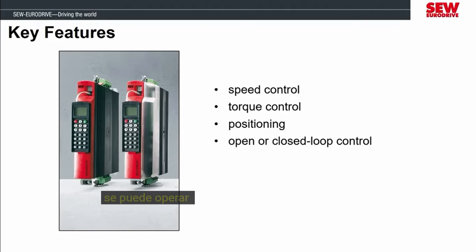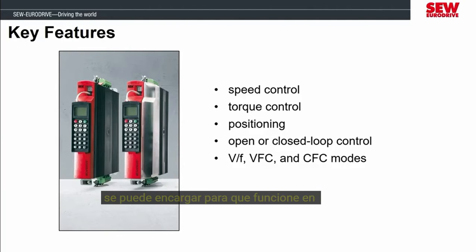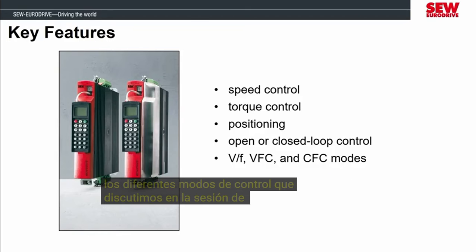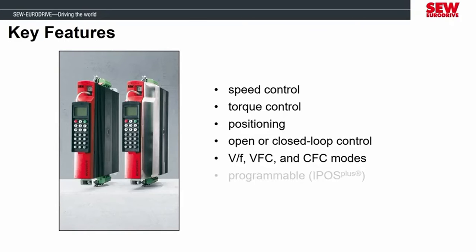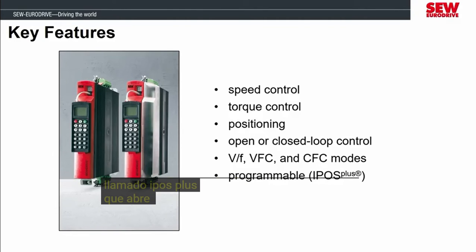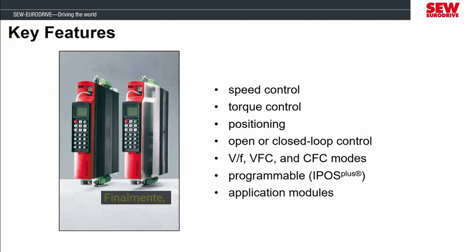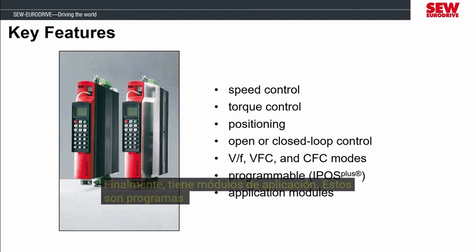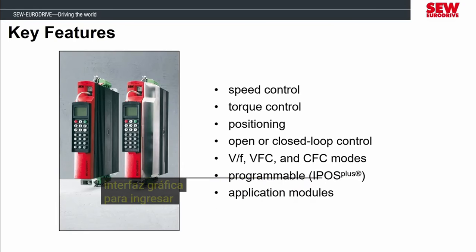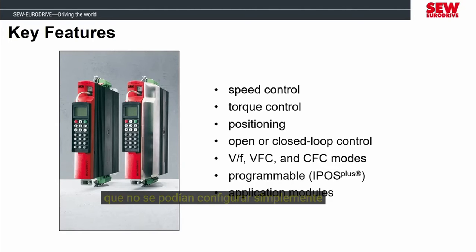It can be operated in open or closed loop control. It can be commissioned to work in all of the different control modes that we discussed in the previous training session. It has a built-in programming language called IPOS Plus that opens the ability for countless types of customizations. Finally, it has application modules. These are pre-written programs that use a graphical interface to input some details about the application. The customizations are loaded in the background, which give the MOVIDRIVE the ability to accomplish sophisticated tasks that couldn't be configured just with using the standard parameters.